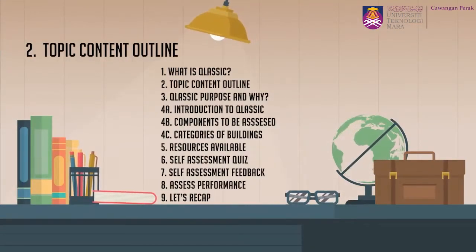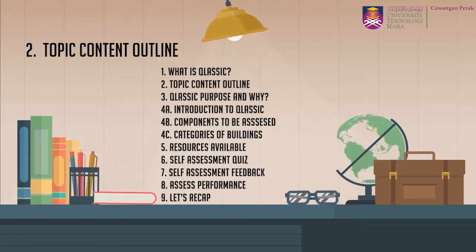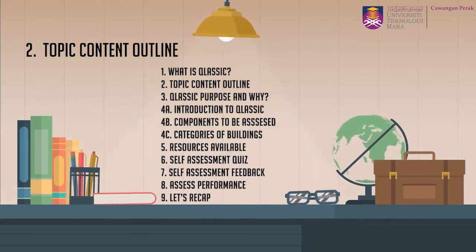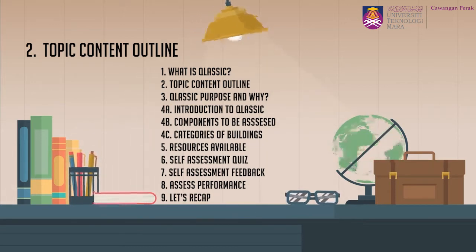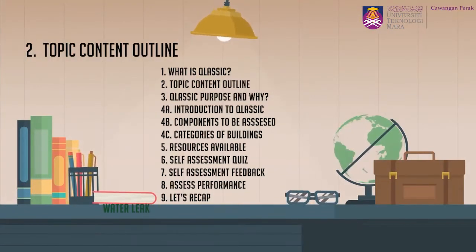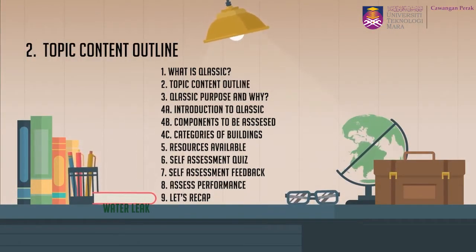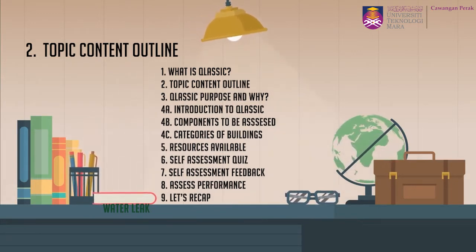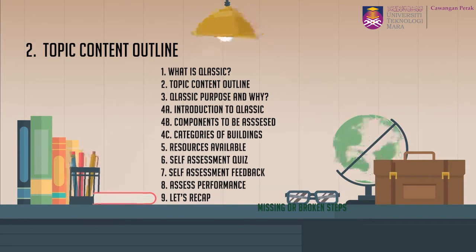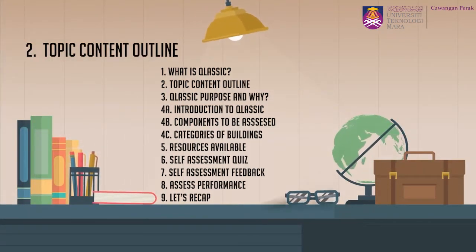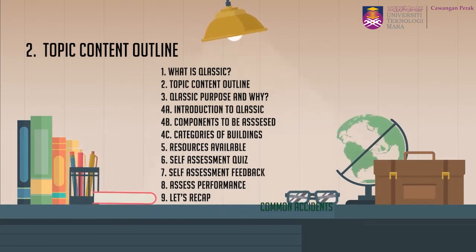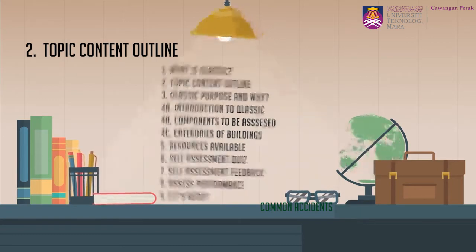These are the topic learning outcomes for this topic. It's divided into 9. So what is Qlassic? The topic number 2 is topic content outline. Number 3 is Qlassic purpose and why. So for 4A, introduction to Qlassic. 4B, components to be assessed. 4C, categories of buildings. 5, resources available. 6, self-assessment quiz. 7, self-assessment feedback, where you can assess it in iLearn. 8, assess performance. And last but not least, recap session.